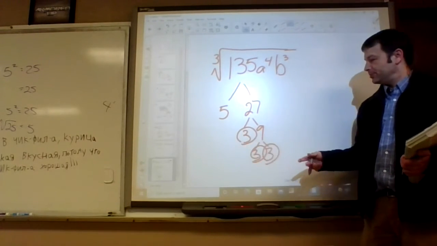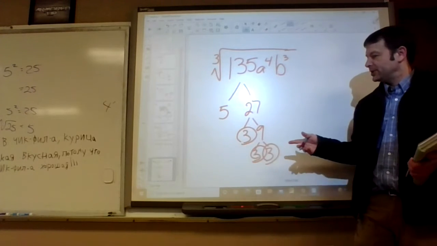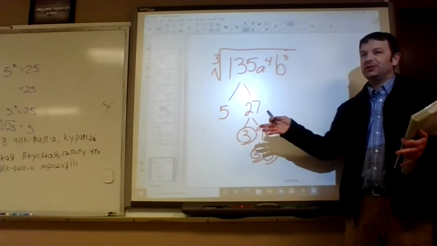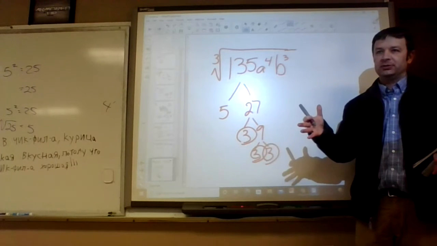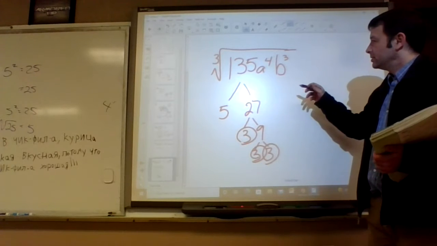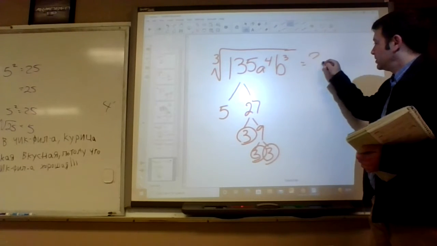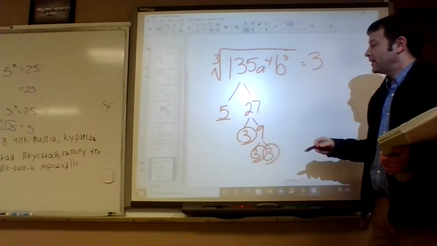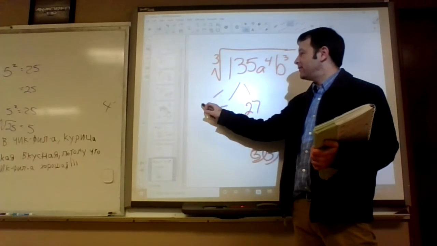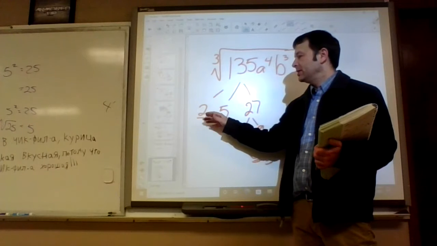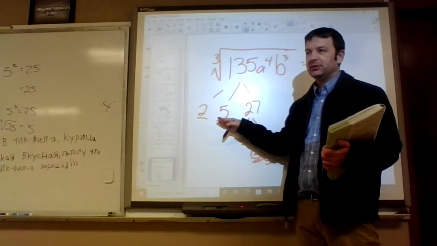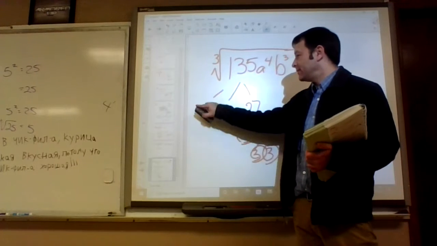So the triple 3 comes out as a normal 3. Because basically the cube root of 27 is just 3. So this triple 3 is going to turn into a 3. And the leftover, a 5, is going to stay behind. If there was a leftover of like a 5 and a 2 or something, then we leave a 10 inside. But there's just a 5 in this case.